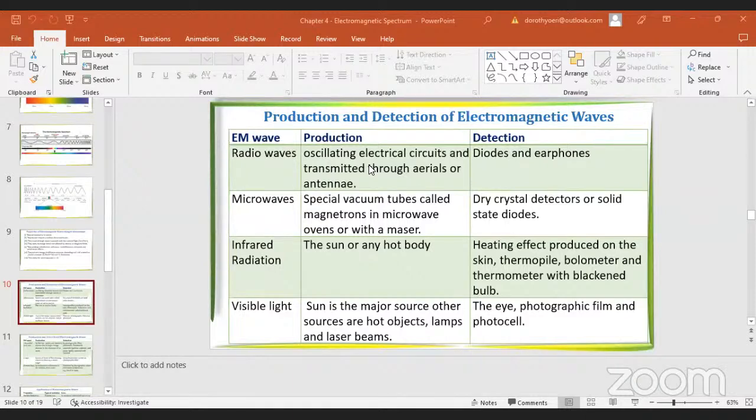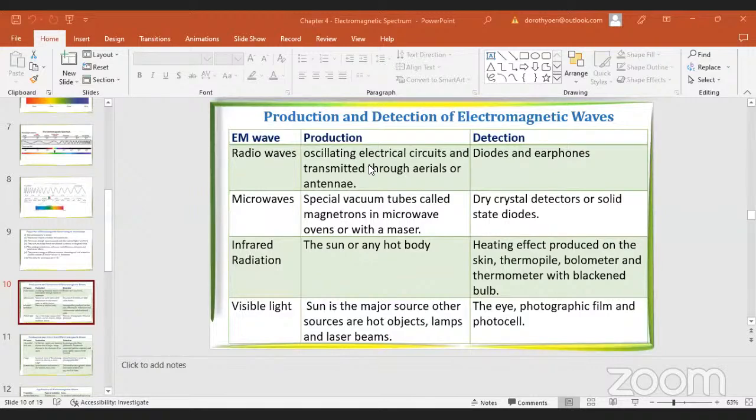Infrared radiation comes from the sun, or a warm body, for example when you are warming yourself around a jiko, that is the infrared radiation. Any warm body or hot body will always produce infrared radiations. And then how do you detect that? The heating effect produced. Your skin will feel warm. Or we have the thermopile, a bolometer, or a thermometer which has a blackened bulb.